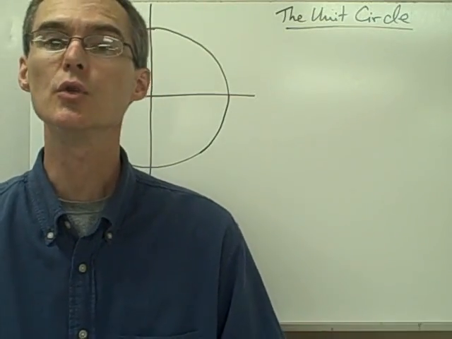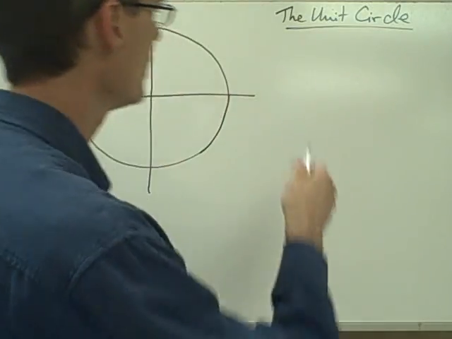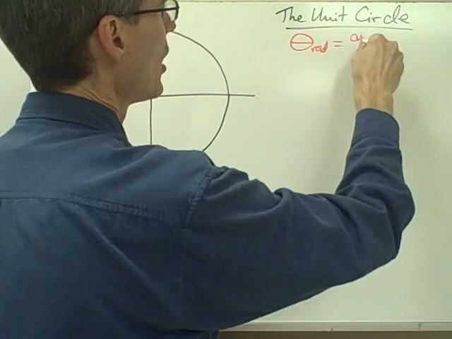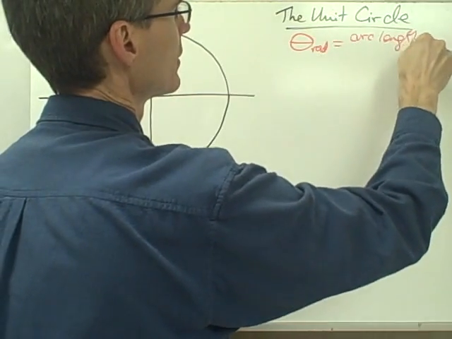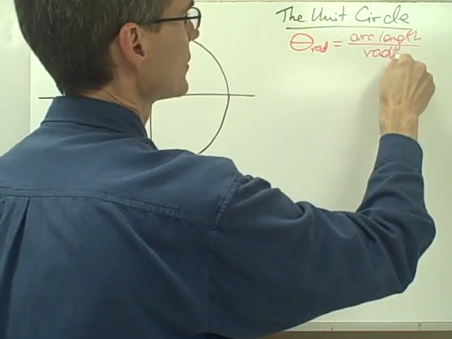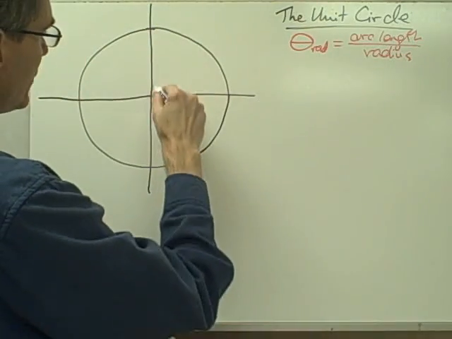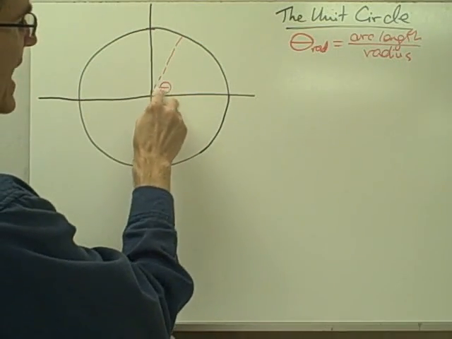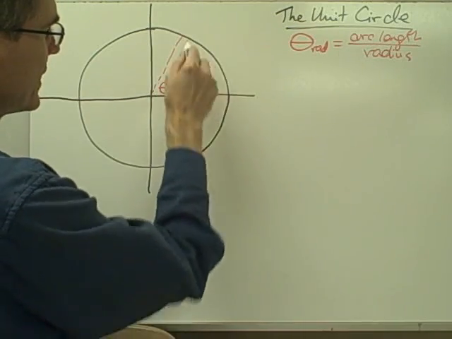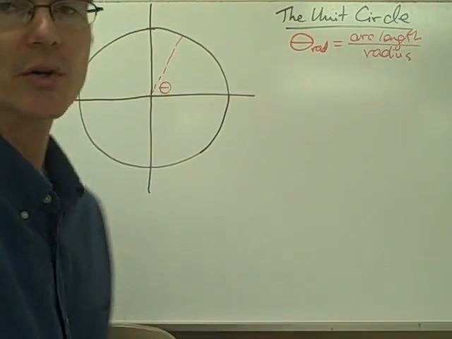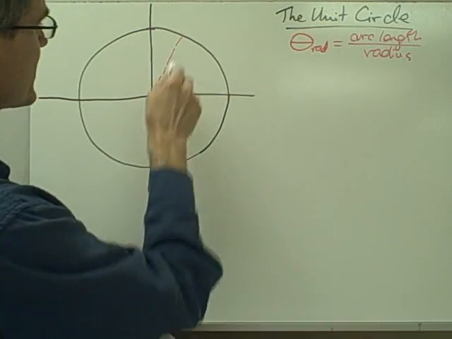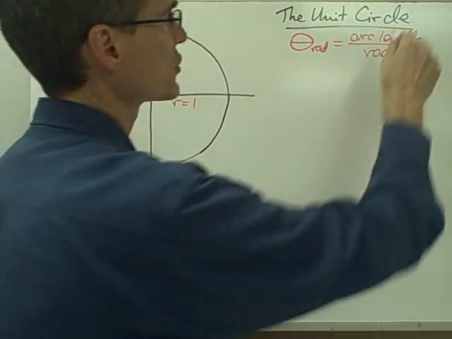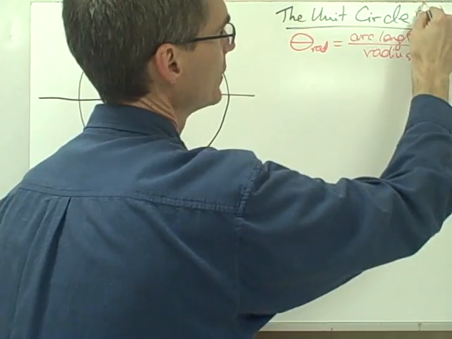Okay, this video is on the unit circle. Now, we've already talked about how the measure of an angle in radians is equal to the arc length divided by the radius. In other words, if I'm looking at this angle right here, we call this angle theta, then the measure of this angle in radians is equal to this arc length divided by the radius of this circle. Well, if the radius of this circle happens to be equal to 1, by the way, that's what a unit circle means. It means a circle that has a radius of 1.